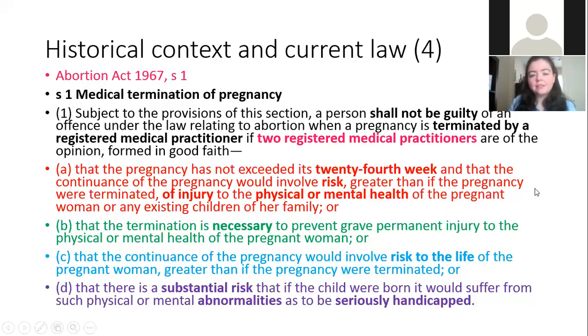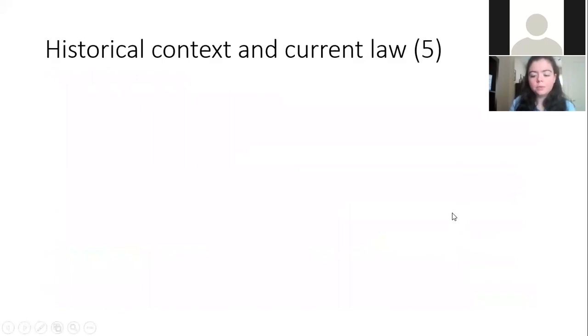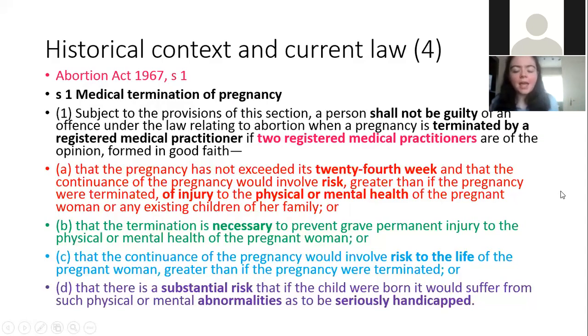The vast majority of abortions in the UK come under this red condition. Figures vary slightly year to year, but roughly 98% of abortions come under A, and about 9 in 10 are actually done before the 12-week mark. So when we think about late-term abortions, that is a very, very small minority of the actual cases.